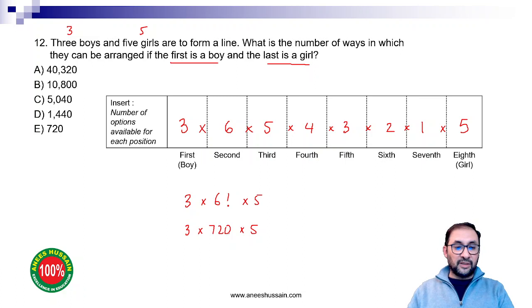And let's do a quick multiplication. 720 times 3 is going to be 2160. 2160 times 5. Multiplying by 5 is like multiplying by 10 and then dividing by 2. So 21,600 divided by 2 should be equal to 10,800. So the answer should be option B. This is the correct answer. I hope this is clear to all of you.